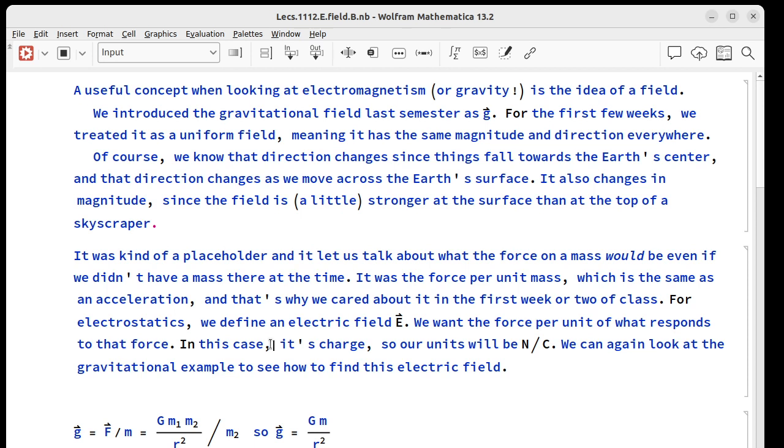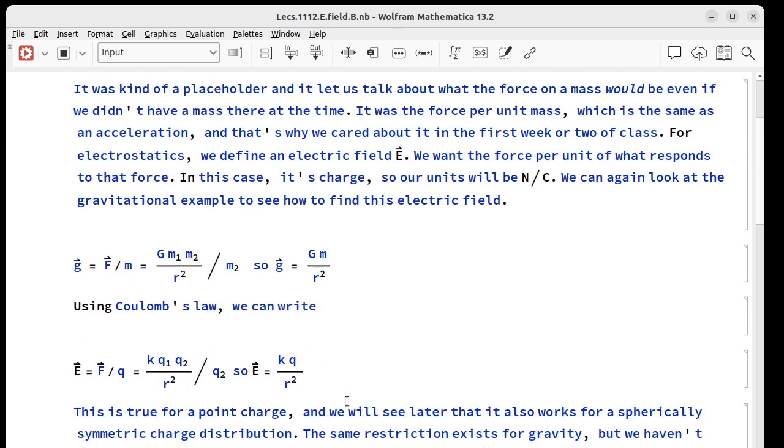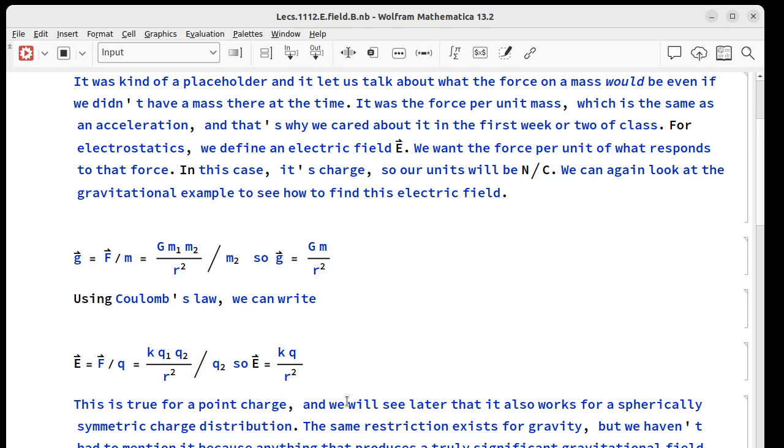The field strength also changes in magnitude as we move away from the planet, so it would be a little bit weaker at the top of a skyscraper than it would be at the bottom. The field works as kind of a placeholder and lets us talk about what the force on a mass would be even if we didn't have a mass there. It was force per unit mass, and that's the same thing as an acceleration, and that's why we used it in the very beginning of class.